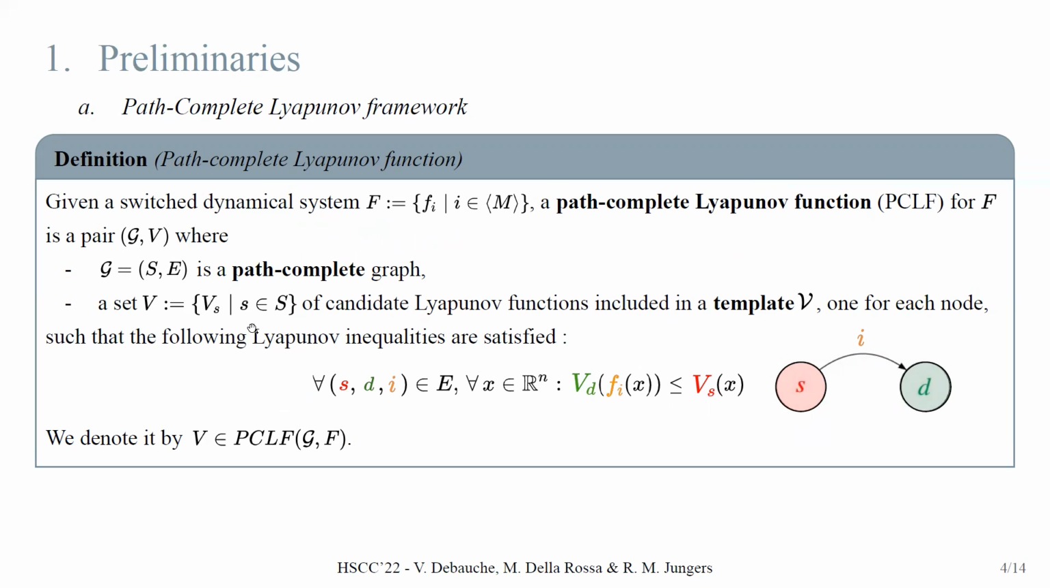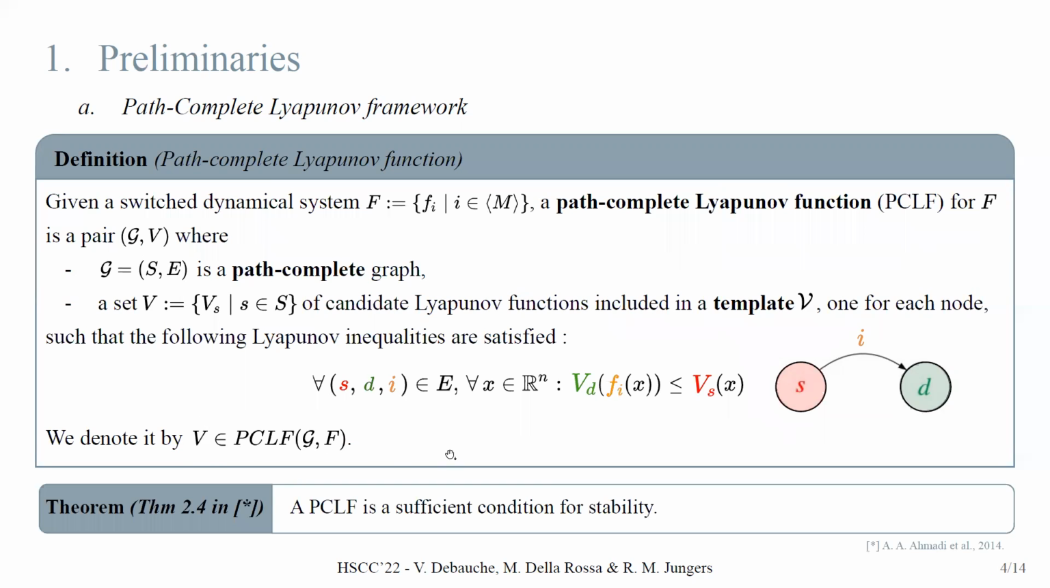And then if you can find a set of Lyapunov functions V in the template, such that all the Lyapunov inequalities are satisfied for a graph G and for a switch system F, it means that the pair (G, V) is a path-complete Lyapunov function for the system. Or equivalently, we can say that V is admissible for the graph G and the system F.